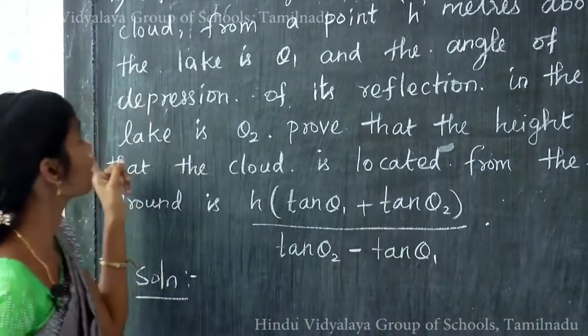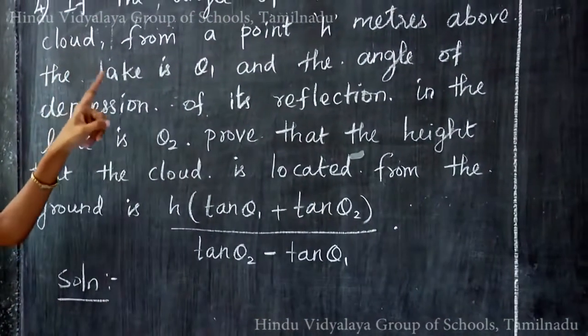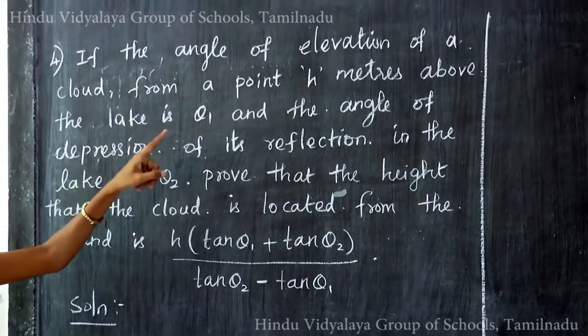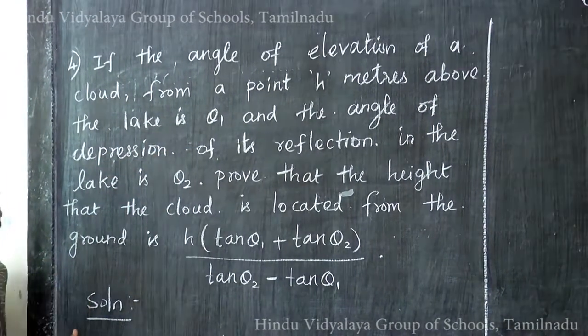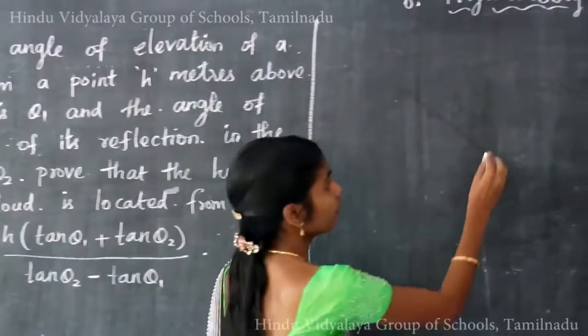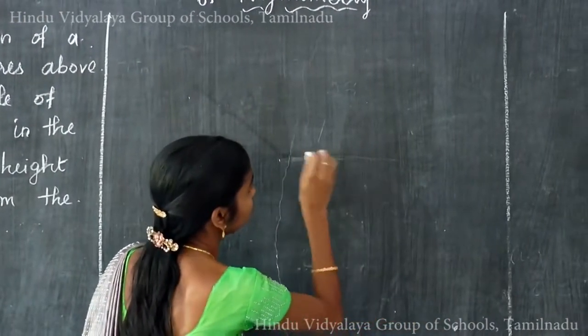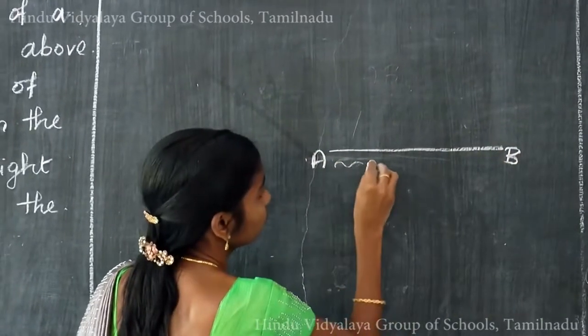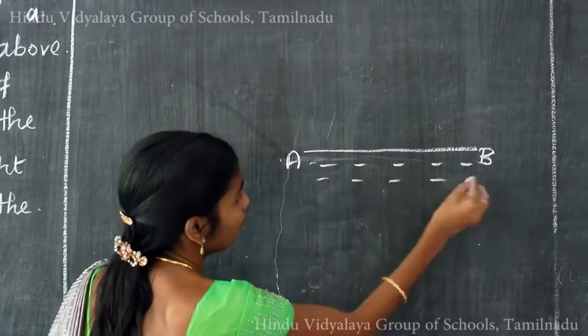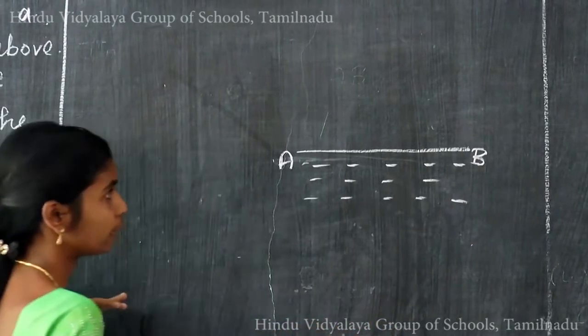So here what is given? The angle of elevation of a cloud from a point h meters above the lake is theta 1. So first we draw a diagram. It is given a lake. So we take AB as the surface of the lake. AB is the surface of the lake.